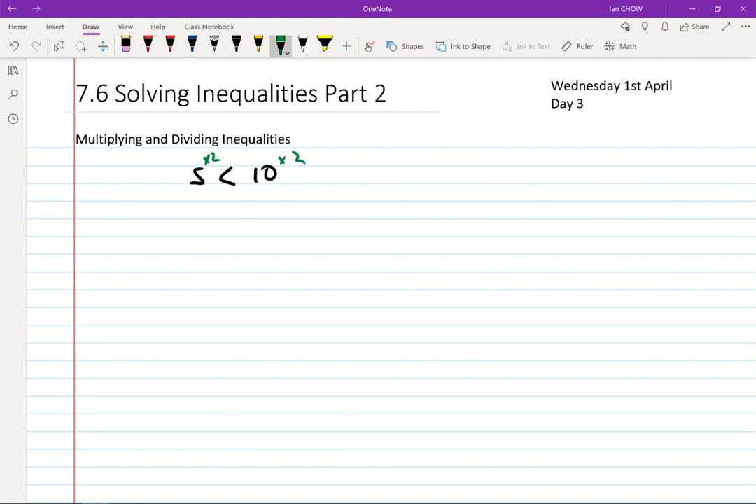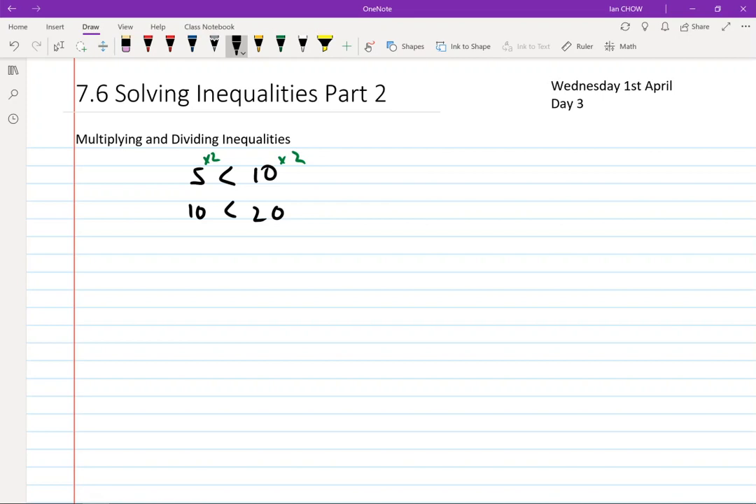And so you would see after we multiply 2 to both sides, 5 times 2 will be 10. And then 10 times 2 will be 20. And so our inequality is still the same. It still stays 10 is less than 20. Is that true? Certainly, that is definitely still true.